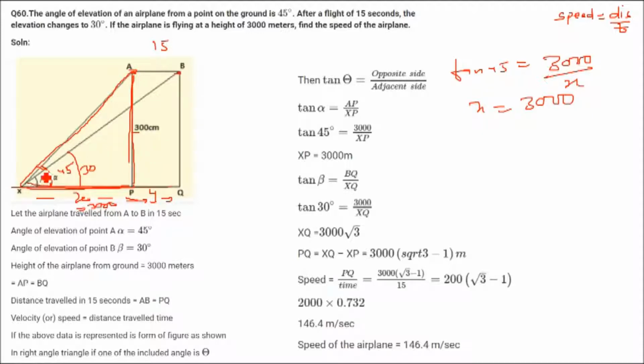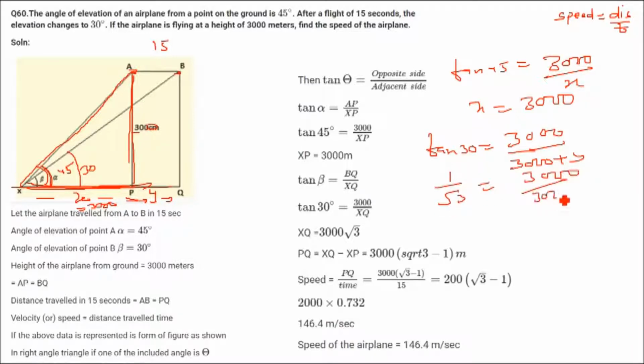Now coming to this bigger triangle or the larger triangle which is having 60 degrees. So this is perpendicular, this is base. So tan 30 degree will be perpendicular by base. Perpendicular is again 3000. This is 3000 by base. And what is the base? Base is x plus y. Whole x plus y. X is 3000. So we'll just write 3000 plus y. And tan 30 degree is 1 by root 3. Is 3000 by 3000 plus y.